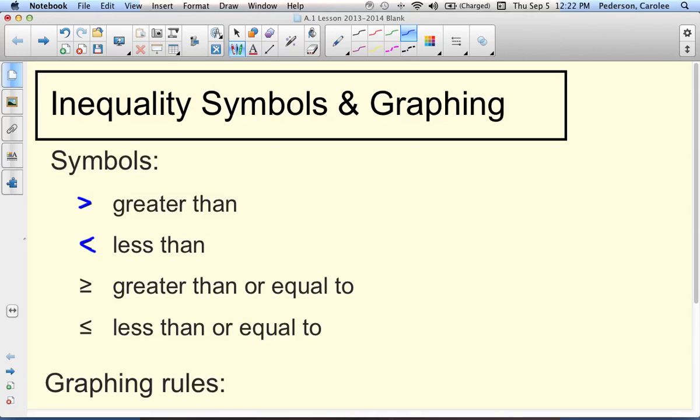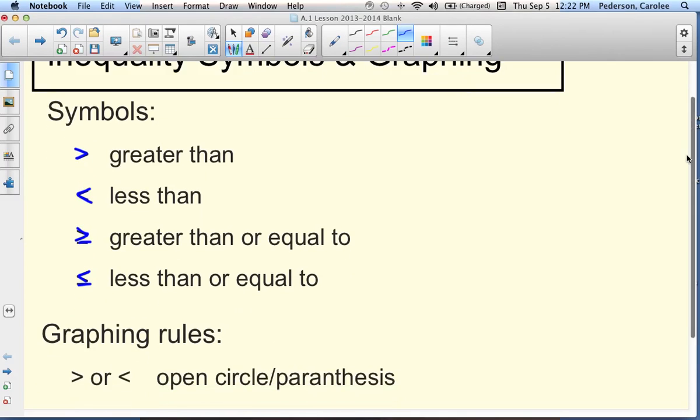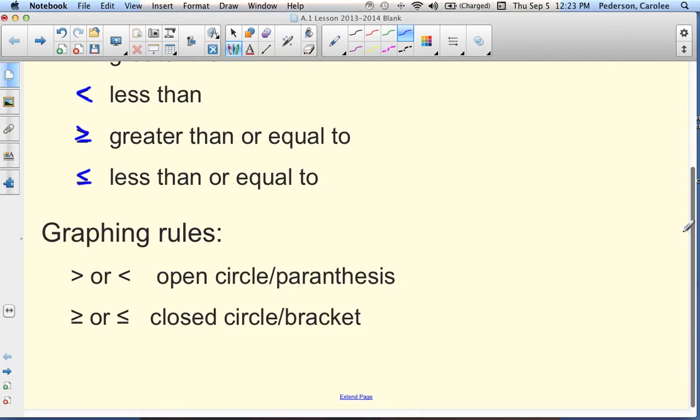Now the next two below have a line underneath them, so they all include that number. So it's greater than or equal to, less than or equal to. That's how we verbally describe an inequality. There are some graphing rules.